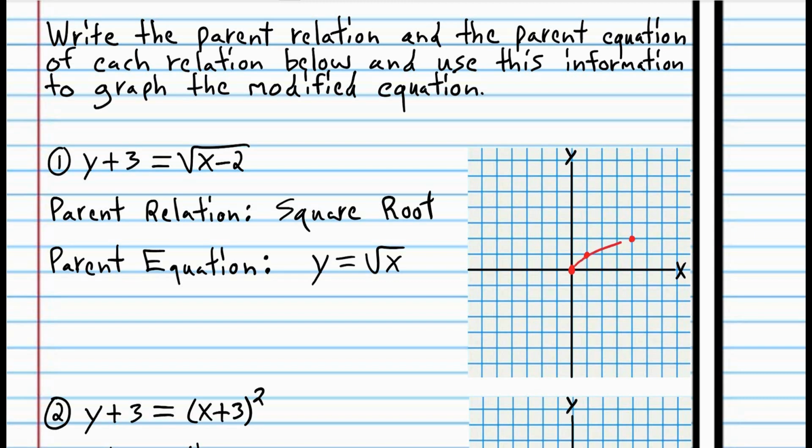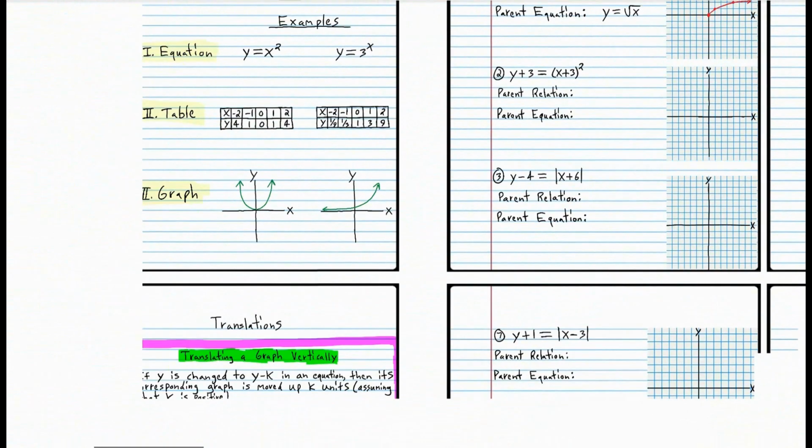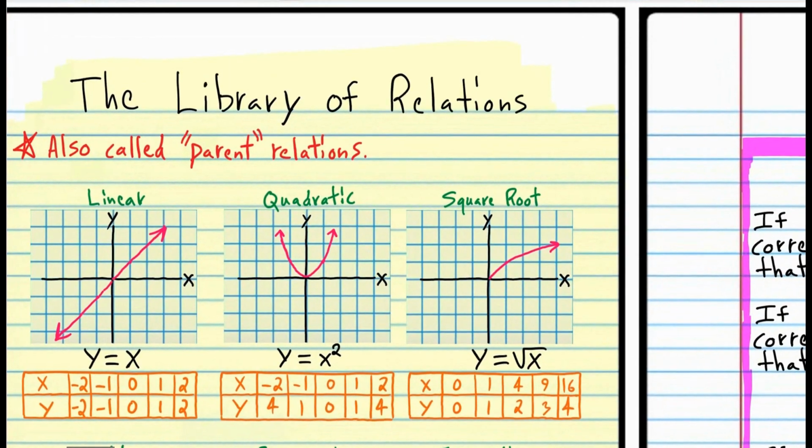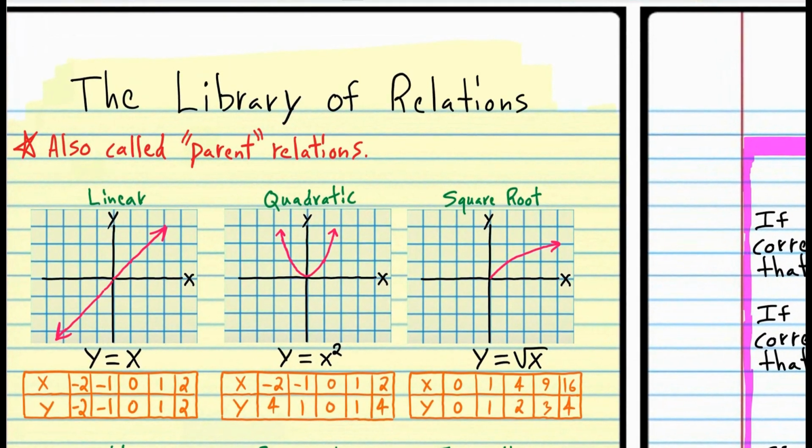And we can connect the dots, and there's your graph. Now you might be thinking, whoa, where did you get these reference points? Well, I'm looking at my library of relations. We have a reference point in purple at the origin. We have a reference point at 1, 1, and we have a reference point at 4, 2. And you also have the table down there in orange.